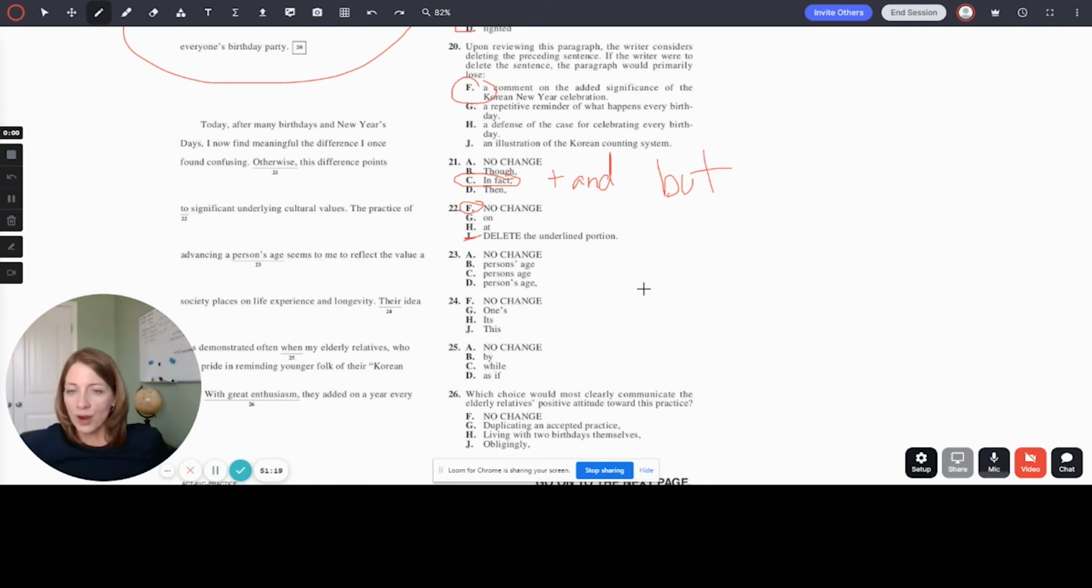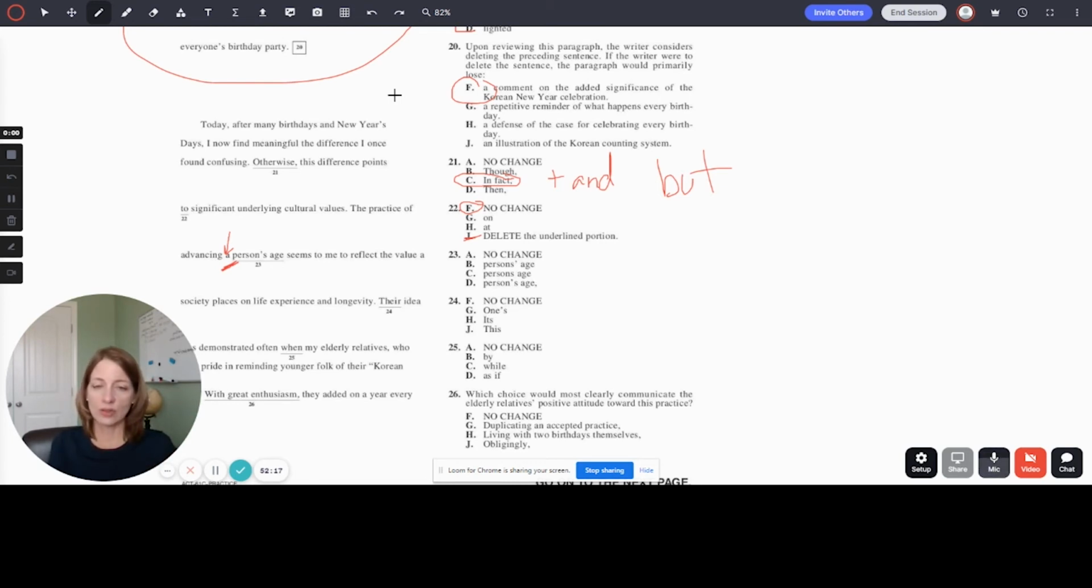Okay. The practice of advancing a person's age seems to me to reflect the value a society places on life experience and longevity. Okay, so we've got A. This is kind of a clue here. It's not underlined, so we know A's got to stay. A person's age. The first one is one person possessing age. B is multiple people possessing an age, which is not going to be multiple people. It's not going to be B or C because of this A here. This lets us know that it's just a person.